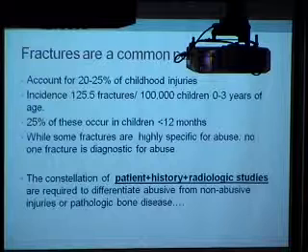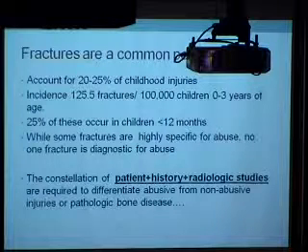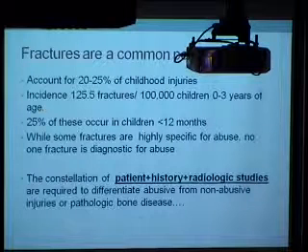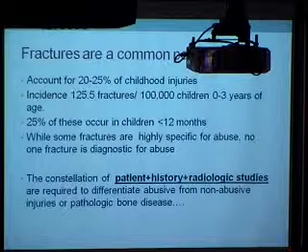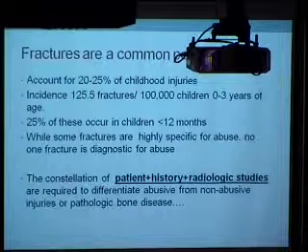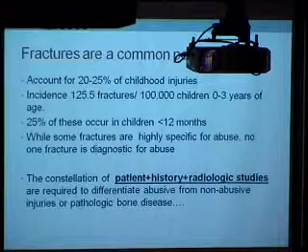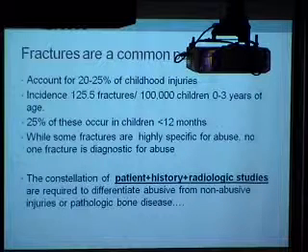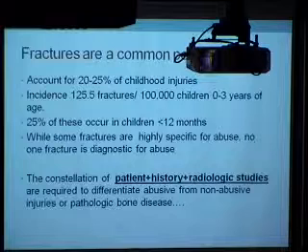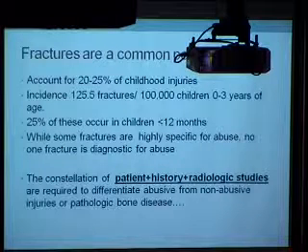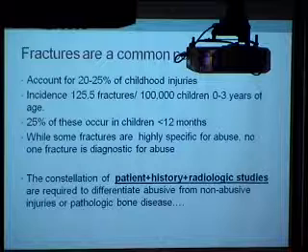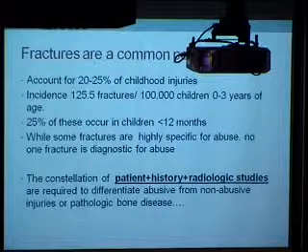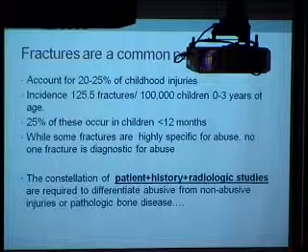So, speaking to a room full of pediatricians, everybody knows fractures are common. They're common pediatric injuries. They account for about 20 to 25% of childhood injuries. There's about 125 fractures per 100,000 children under the age of 3 years. About 25% of these occur in children less than 12 months of age. Some fractures are highly specific for abuse, but it's important to know that no fracture is diagnostic of abuse.